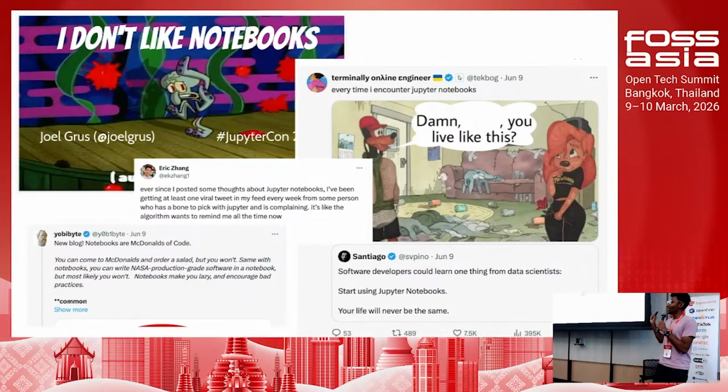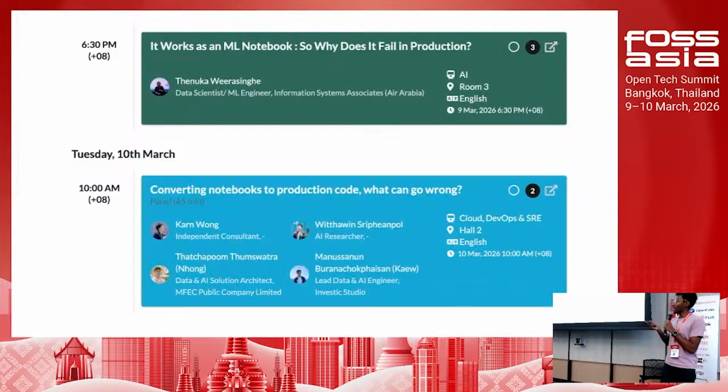However, not everyone shares this feeling. I scoured social media, and this is the reputation for notebooks. People say it sucks, you can't use it in production, it's only a playground. And it's so bad that we have two other talks during this event that talk about how notebooks are bad and how we should fix them.